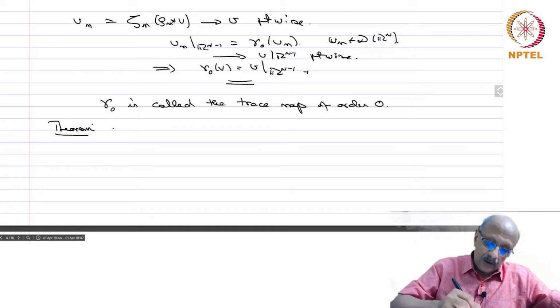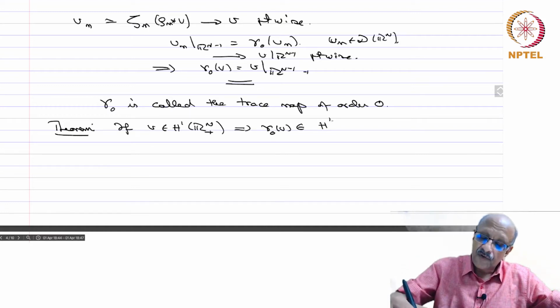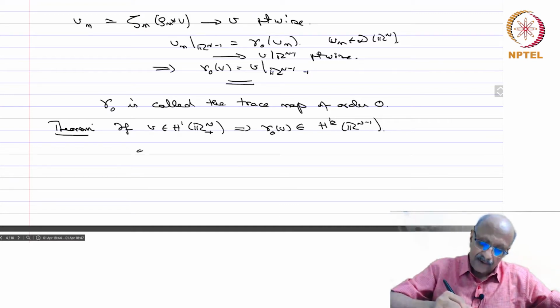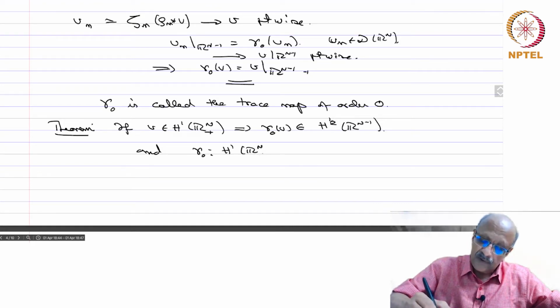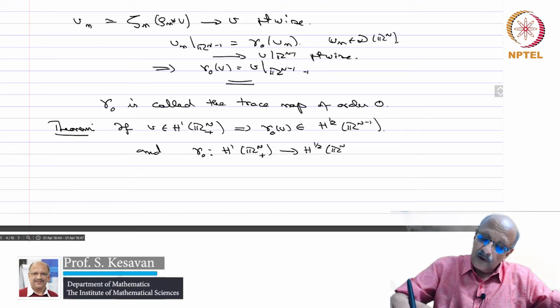Okay, so if V belongs to H1 of Rn plus, this implies that gamma naught V belongs to H half of Rn minus 1, and gamma naught from H1 of Rn plus to H half of Rn minus 1 is continuous.